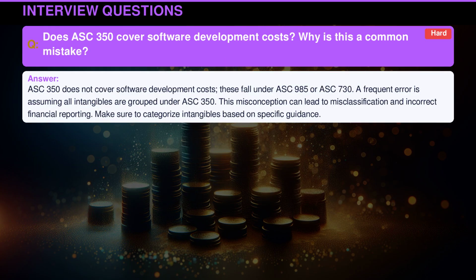ASC 350 does not cover software development costs. These fall under ASC 985 or ASC 730. A frequent error is assuming all intangibles are grouped under ASC 350. This misconception can lead to misclassification and incorrect financial reporting. Make sure to categorize intangibles based on specific guidance.